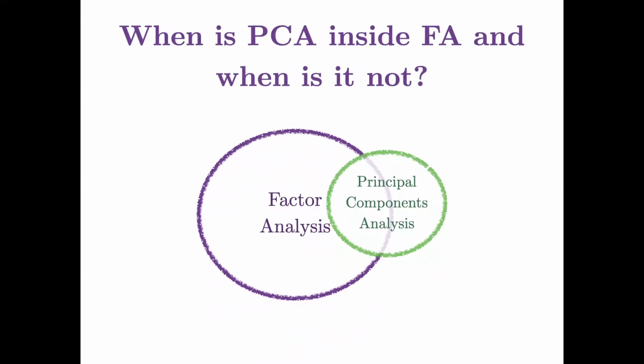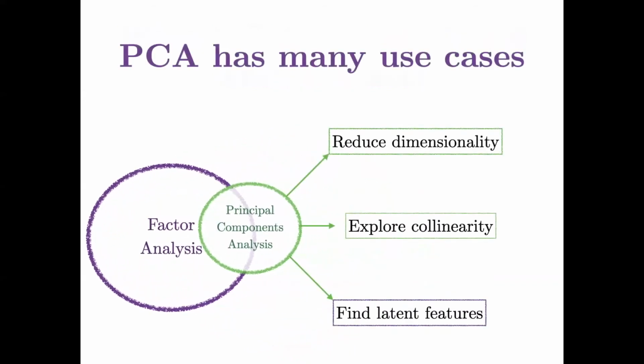So when is principal components inside factor analysis and when is it not? Well, principal components has a lot of applications. It can be used to reduce the dimensionality of our data. We can use that to input into a clustering method or into a predictive model, as we'll see soon. We can also use it to explore collinearity in our variables, because principal components is going to show us the collinearity structure. It'll show us the variables that all kind of cluster together. But we can also use principal components to find latent features. And when we do that, that is when we are existing in the realm of factor analysis.